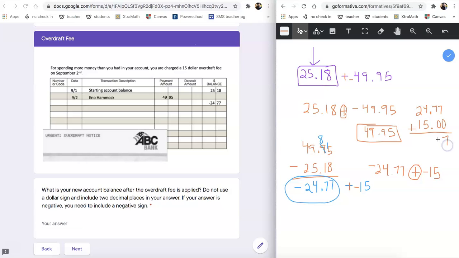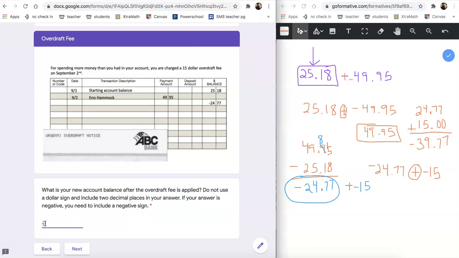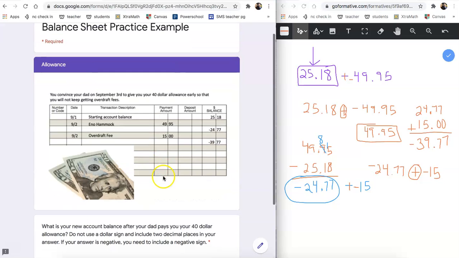7 and 0 is 7, 7 and 0 is 7, 4 and 5 is 9, and 2 and 1 is 3. So now I'm in the hole $39.77. This is not looking good. $39.77. Let's see if I was correct. And I was. Look, I get to move on to the next section.